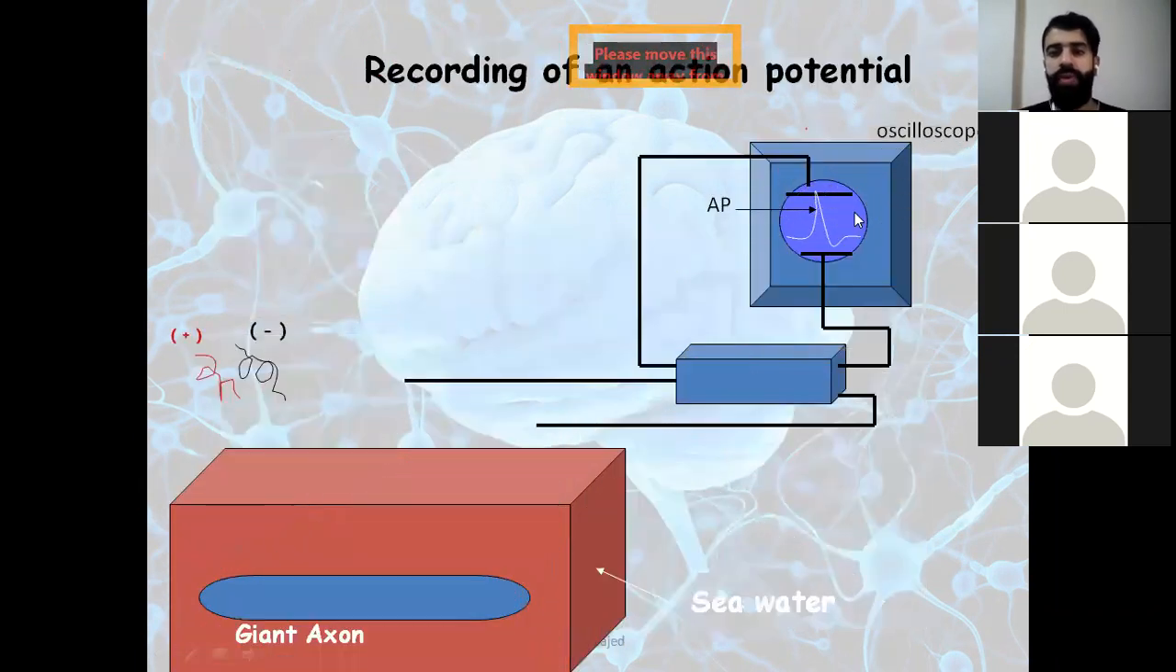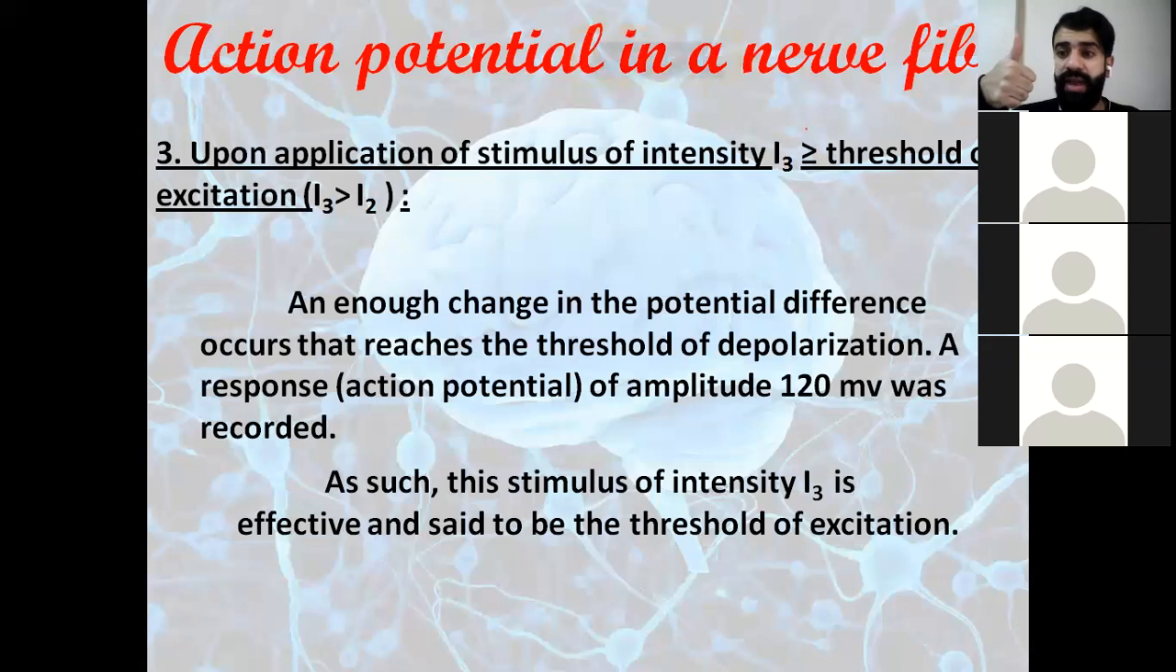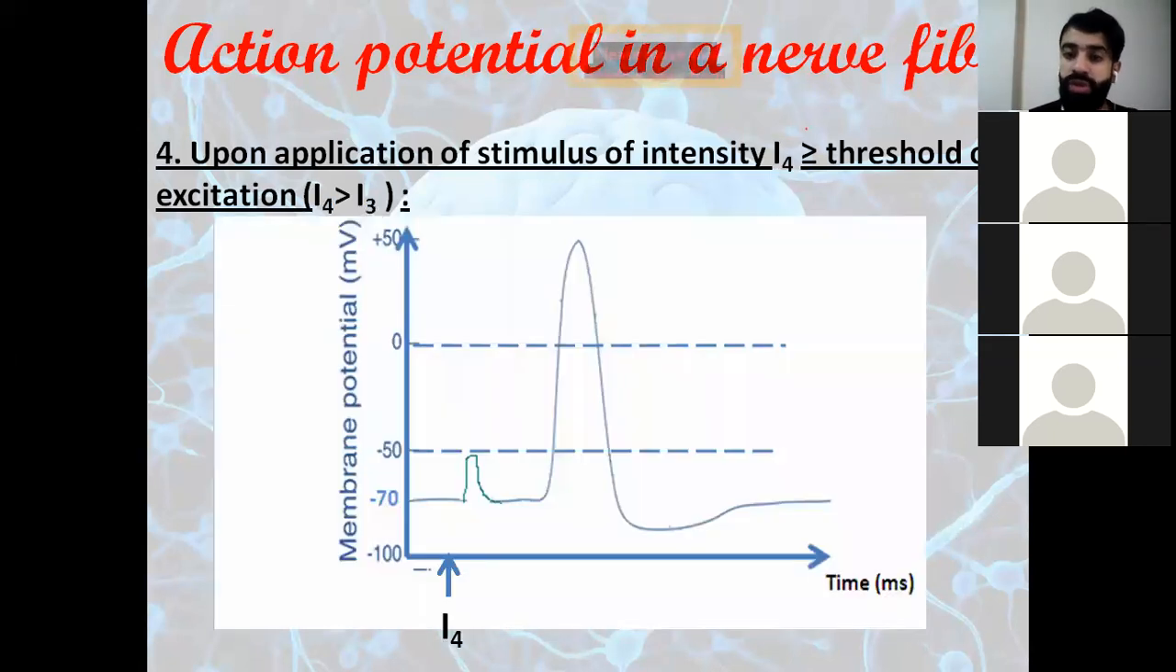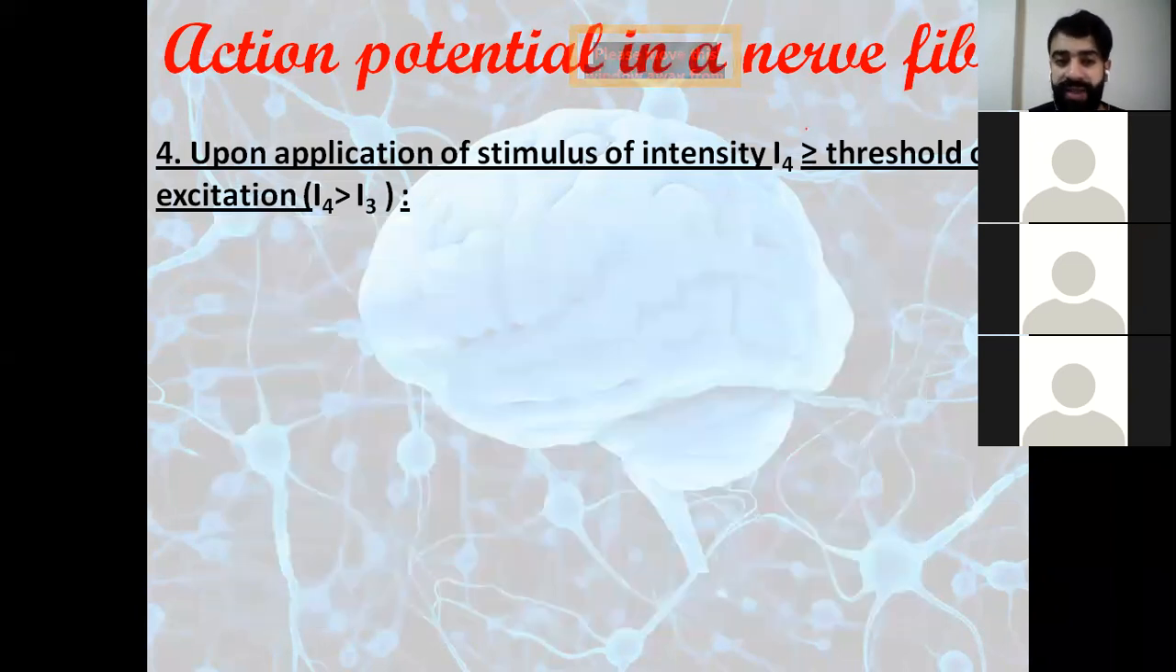So to continue, we have this idea about the threshold of excitation. The first intensity to cause an action potential is called the threshold of excitation. Moving to I4, I4 is also greater than or equal to the threshold of excitation, and I4 is greater than I3. So here the intensity I4 is greater than or equal to the threshold, and it is called an effective stimulation. Here we have appearance of the action potential.